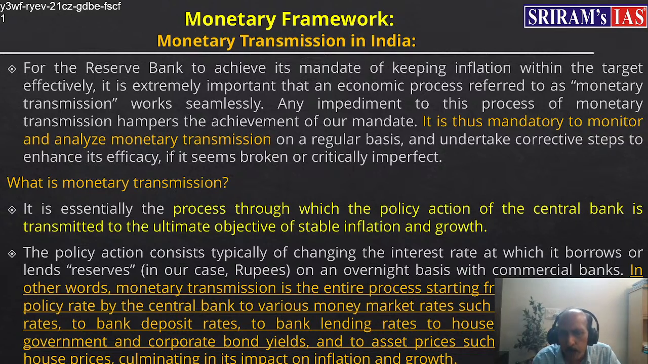Monetary transmission is nothing but the process starting from the change in the policy rate by the central bank to various money market rates such as the interbank lending rate, bank deposit rate, bank lending rates to households and firms, and also the yield on government and corporate bonds and asset prices in the stock market. All these variables have to change with the change in the policy rate.